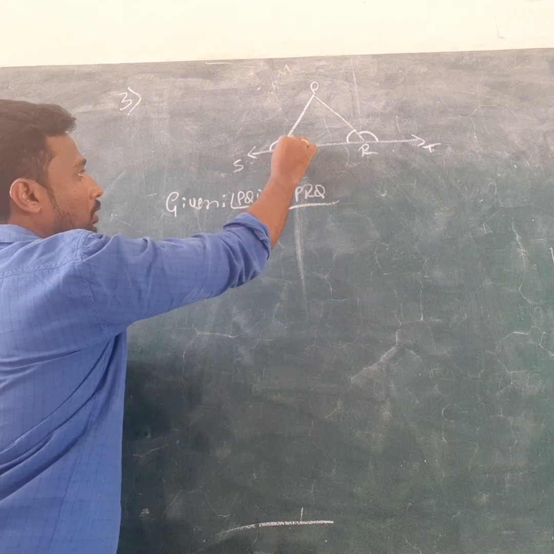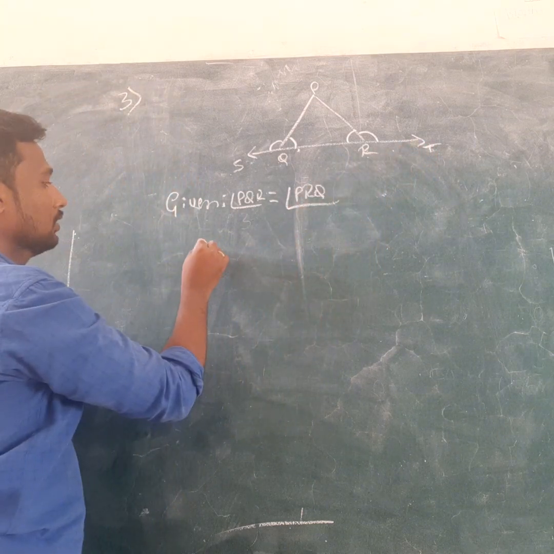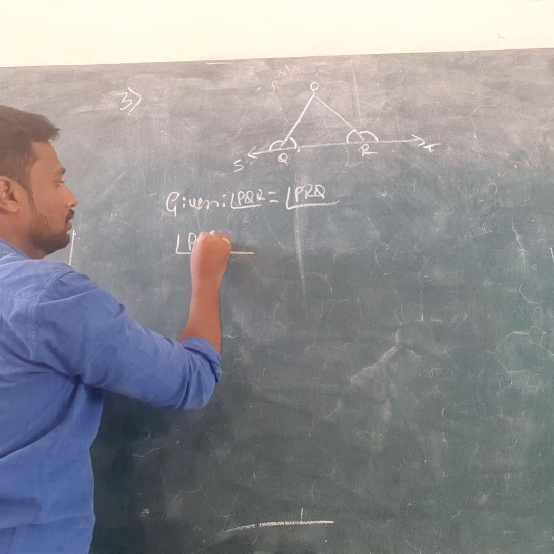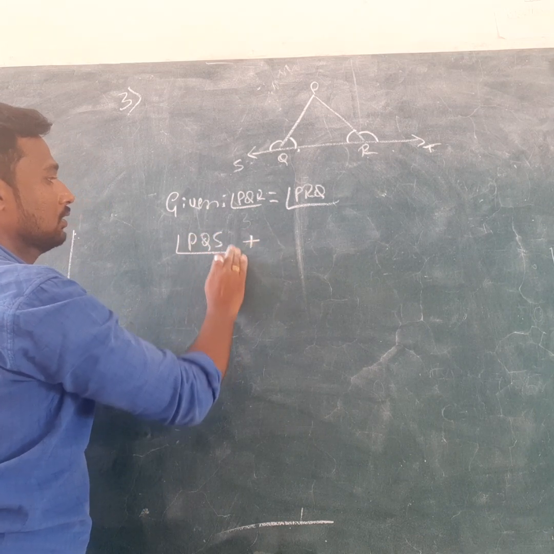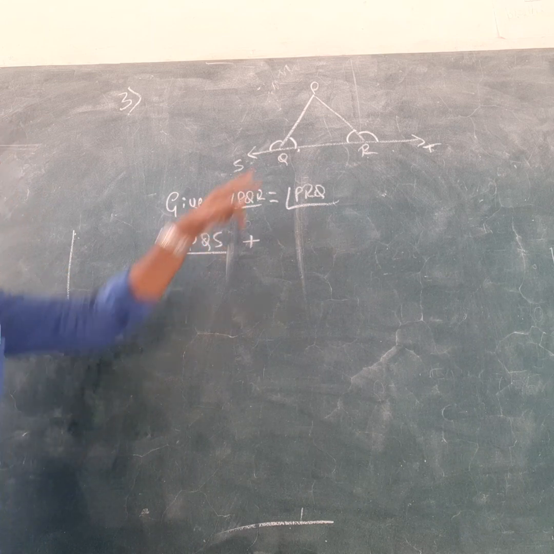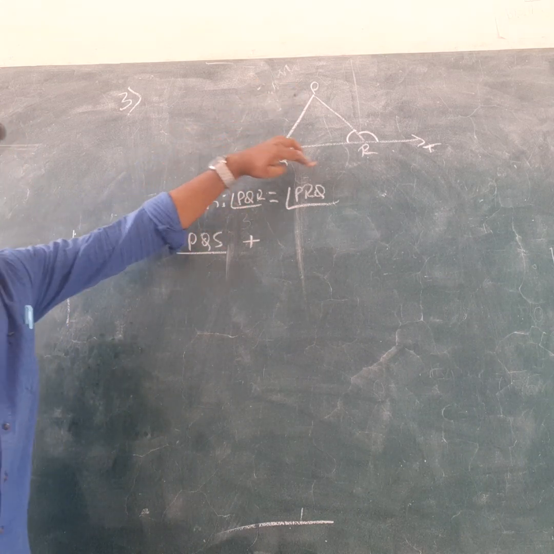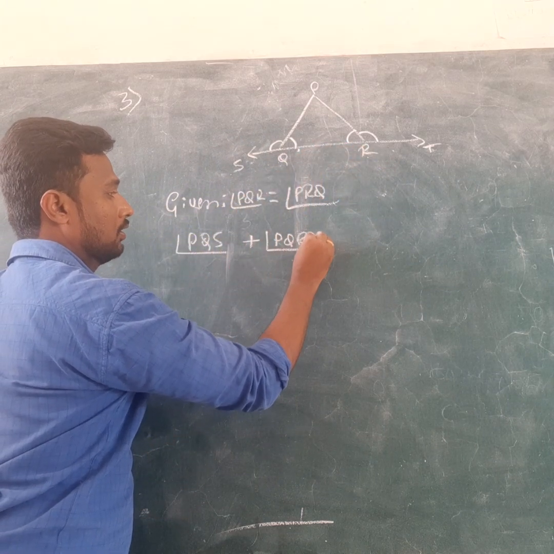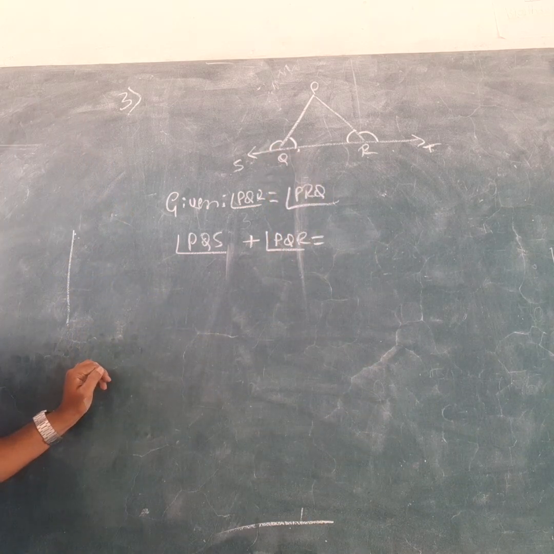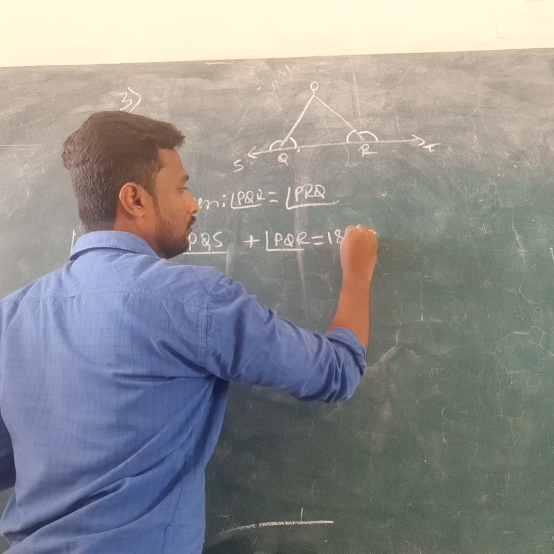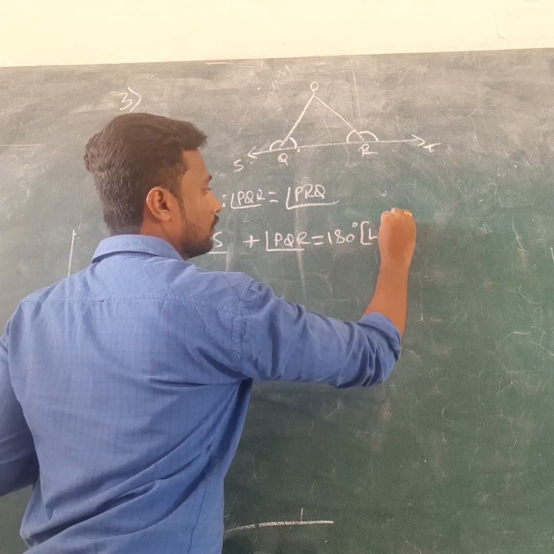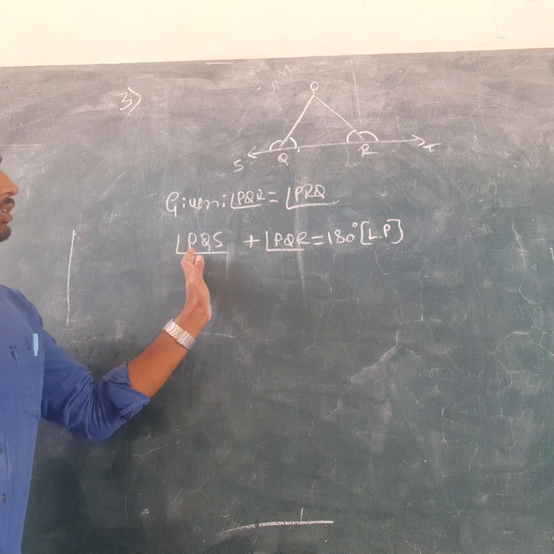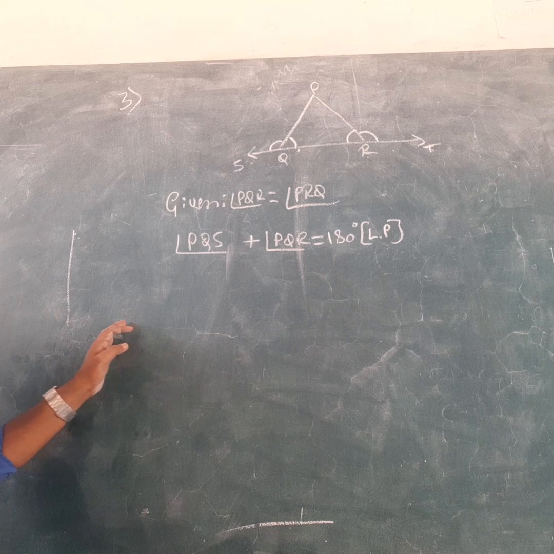So here this is the point on line ST. So angle PQS plus angle PQR. Angle PQR is equal to how much? 180 degree because of linear pair. Okay. Now I will send this PQS to right hand side.